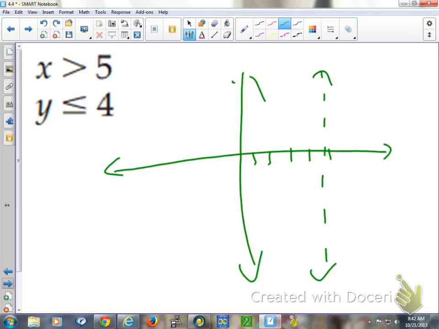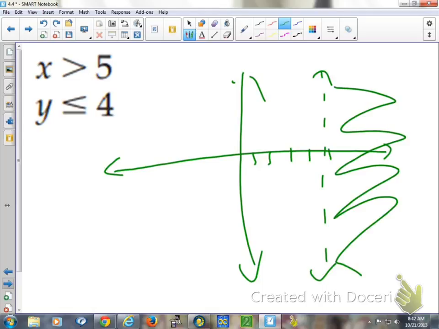It's dotted because it's not equal. Now, do I shade to the right or to the left? To the right. Because the variable is greater than the number, and greater on the axis goes right. You only worry about greater or left or right if it's a perfect vertical line.